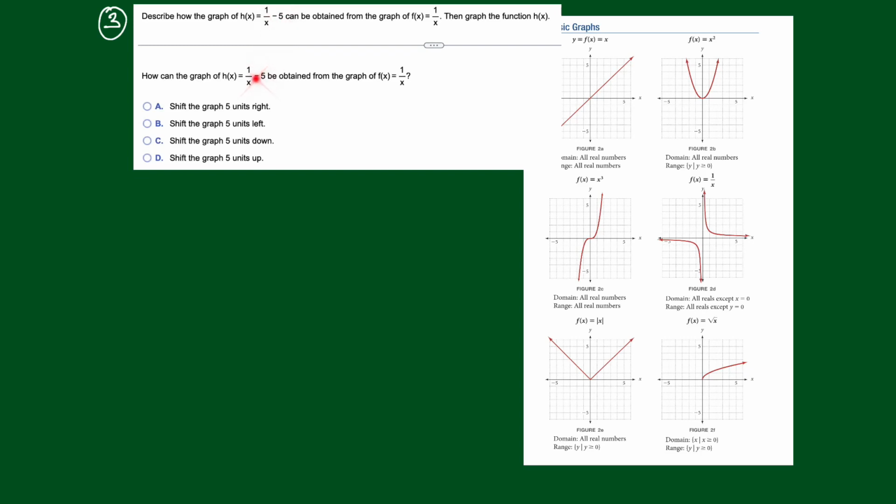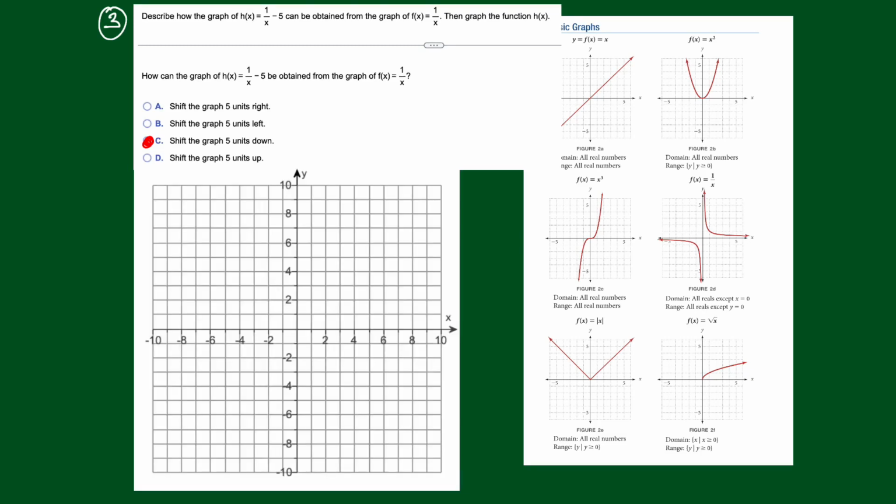So which one of these? This is the graph, shift the graph 5 units down. Here it is right here. All right, so I'm going to shift it 5 units down, and then we're going to graph this. So here is our graph of 1 over x. We're going to take this one and just drop it, all right, it looks like this. We're just going to drop it 5 units down.